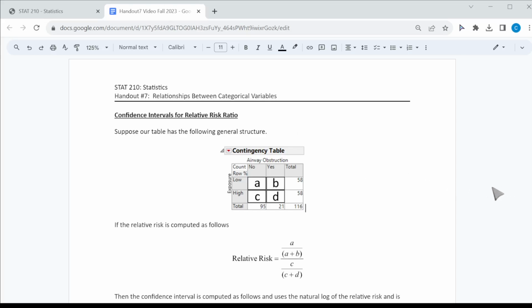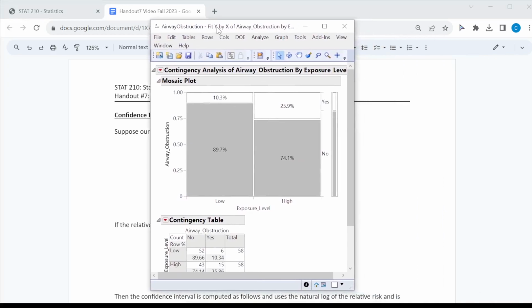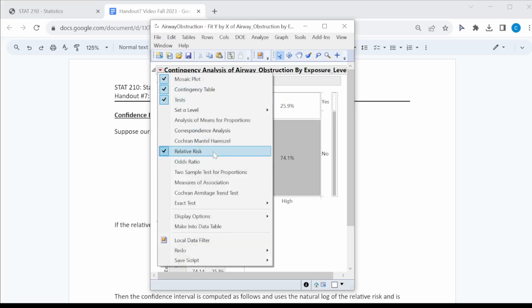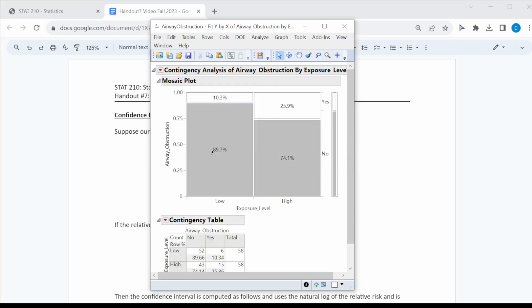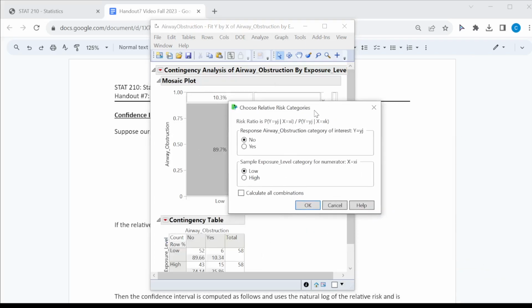So where we left off in class was talking about how to compute the relative risk ratio. So let's go ahead and bring the example in that we were working on in class. It was this one here where we were considering the exposure level against whether or not somebody had airway obstruction. We were getting the relative risk ratio here under that menu option. So let's go ahead and show you that again.